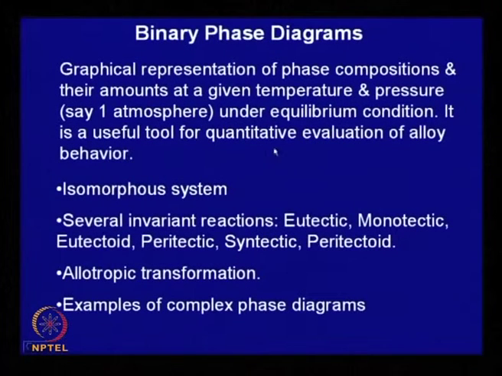Now, a binary phase diagram is basically a graphical representation of phase compositions and their amounts at a given temperature and pressure, and usually this pressure is 1 atmosphere, and the system is assumed to be under equilibrium at every step. It is a useful tool for quantitative evaluation of alloy behavior, and we looked at certain examples, and these are the things which we have covered. We also looked at how allotropic transformation is represented in a phase diagram.